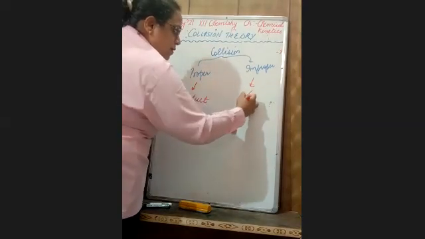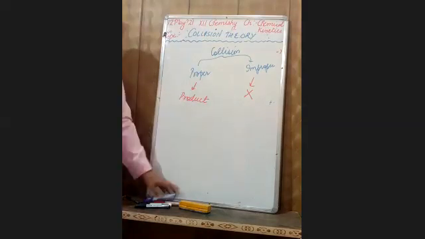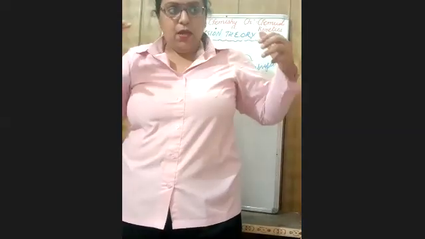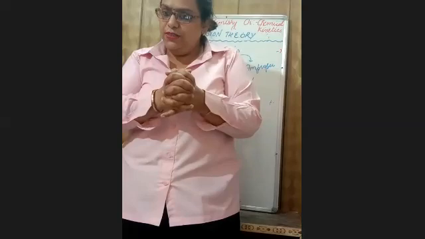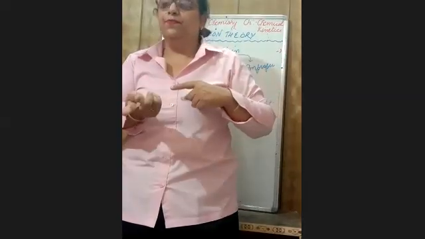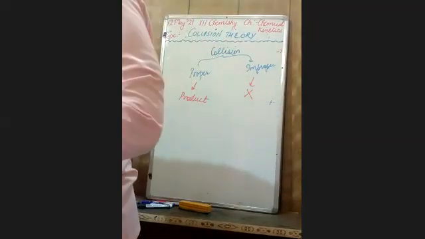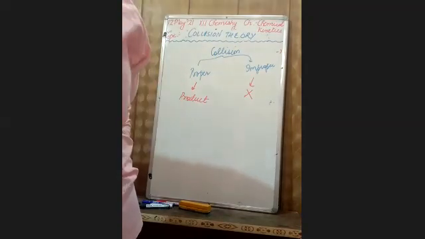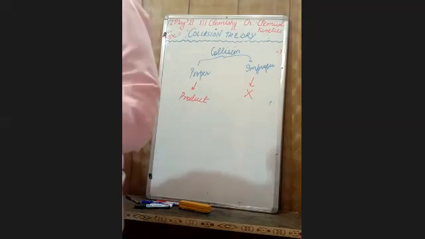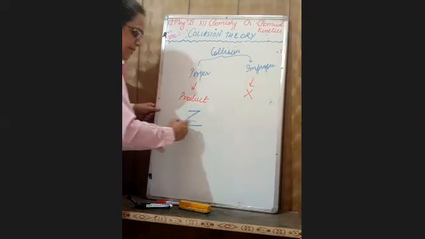And in improper collision, product formation does not take place. This is effective collision between molecules, in which molecules collide with each other to form the product. Fine. Now, the number of collisions per second per unit volume of the reaction mixture is known as your collision frequency, which is represented by Z.